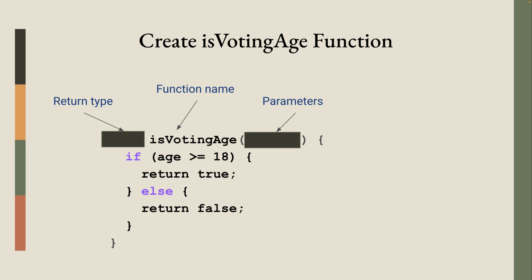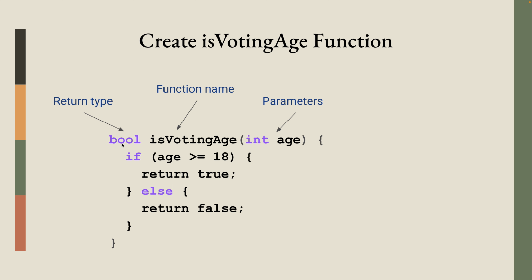As a recap on functions, we start with the return type, then the function name, and then the parameters when we're creating a function. So in this isVotingAge example, we return true or false. So what is our return type here? Bool. And then our parameters, we're using this age variable. So what do we put in our parameters? Int age.